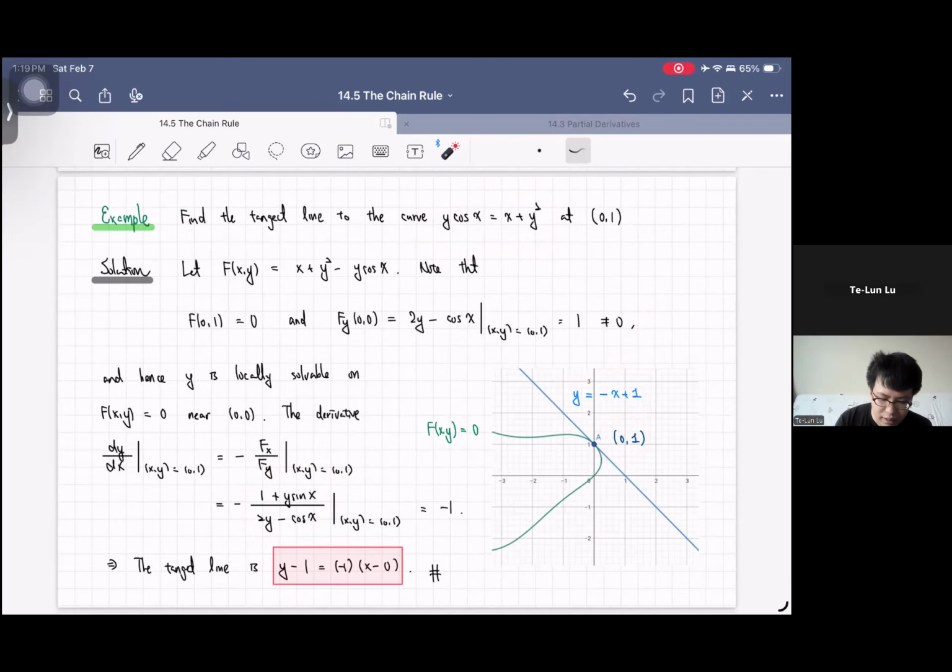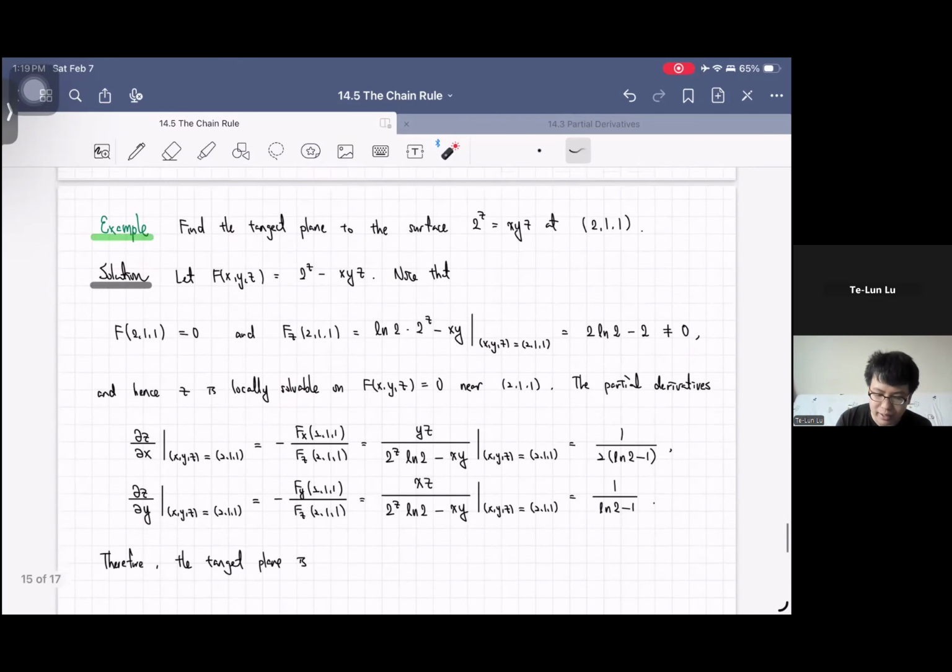Okay. And we can do the same thing for higher dimension. So if we're considering this function z equals xyz, the point (2, 1, 1), I want to investigate the tangent plane at the point (2, 1, 1). Now let us see what we can do. So again, we set f(x, y, z) in the setting of the implicit function theorem. So this being 0 is basically the equation here, right? Again, we verify that this is on the surface, and that the differentiation with respect to z is non-zero at the point.